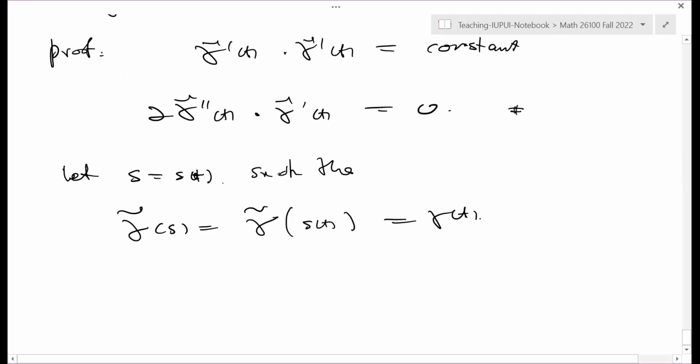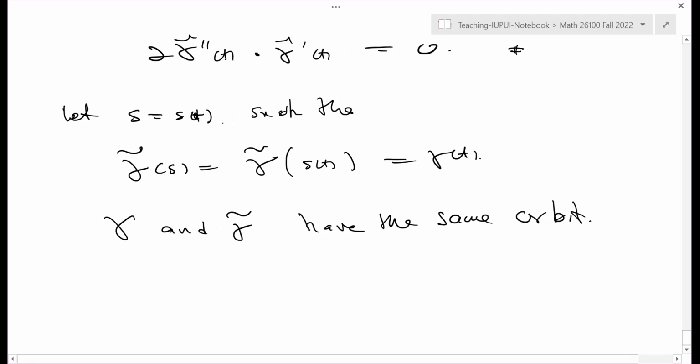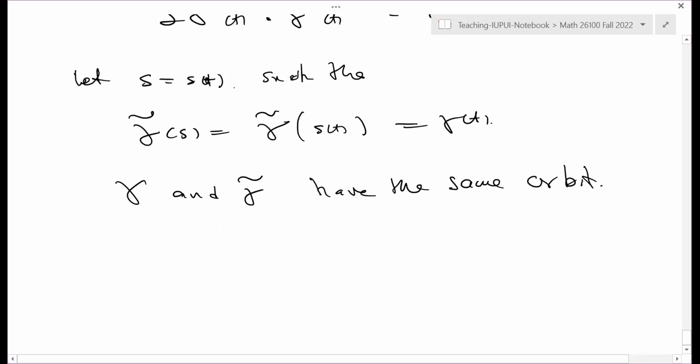So gamma and gamma 2 dot have the same orbit, okay, in the space. Look at the example I laid out, right? They have the same orbit, just one is faster and one is slower. So that's it. Okay.